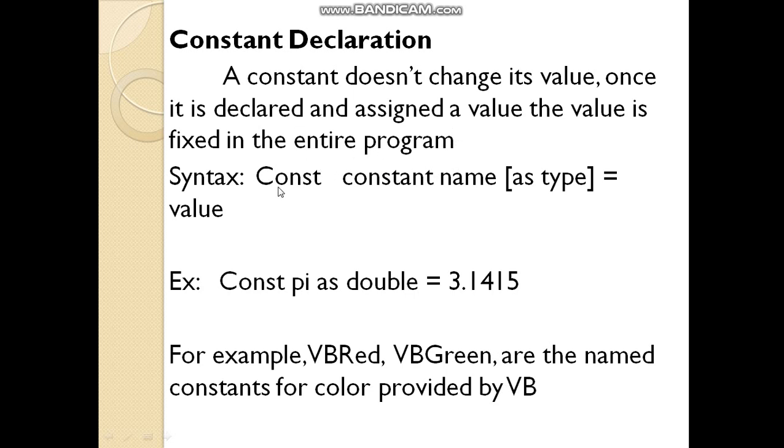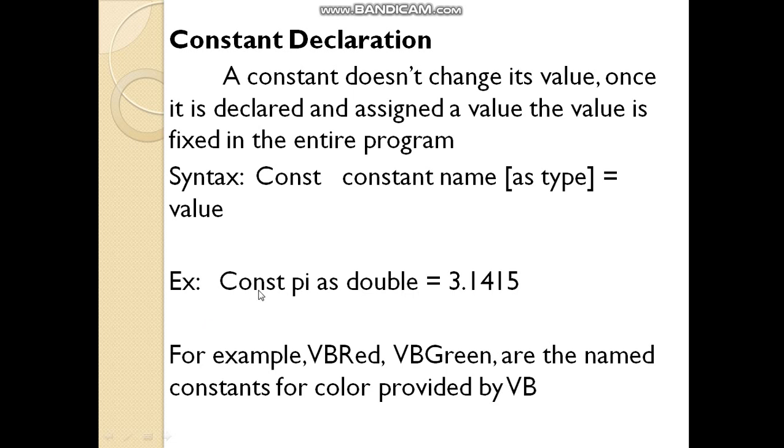So how to create a constant? With the help of the const keyword. Const is a keyword. This is a constant name, like a variable name. As type means data type. If you are declaring an integer type of constant, we need to specify integer. If you are creating a string type of constant, we need to declare it as string. Const, constant name, as data type, is equals to the value. Once the value is assigned to a constant, it doesn't allow changes throughout the program.